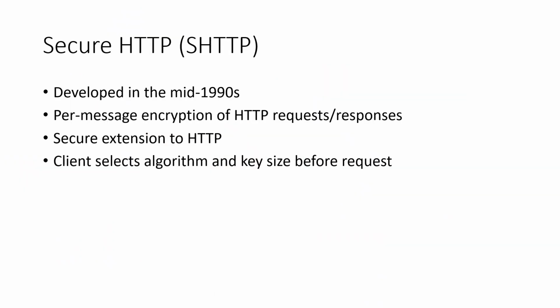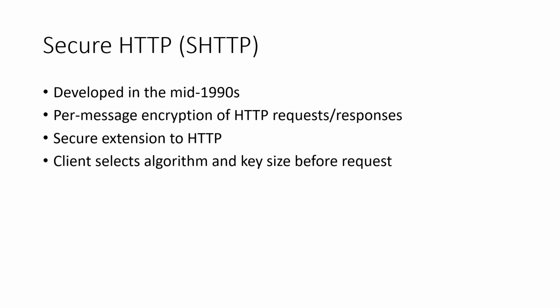Secure HTTP or SHTTP was developed in the mid 1990s as an early attempt to bring encryption and privacy to web communications. Unlike HTTPS, which secures an entire session, SHTTP focused on encrypting individual HTTP messages, both requests and responses, independently of one another. So every time a message is sent, the client first selects the encryption parameters such as the algorithm and key size and then encrypts just that particular message.